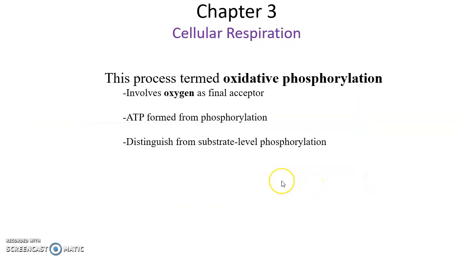And this is oxidative phosphorylation. Oxygen accepts the electrons, and ATP is formed by ADP being phosphorylated: oxidative phosphorylation. This is different from the substrate level phosphorylation we saw earlier in this whole process. All the times ATP was produced in glycolysis and the citric acid cycle, those were examples of substrate level phosphorylation.